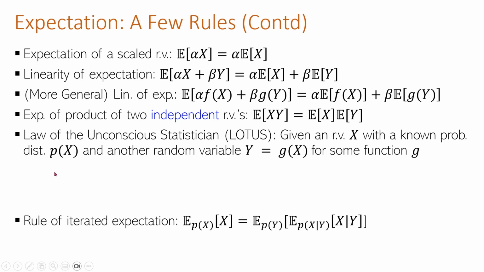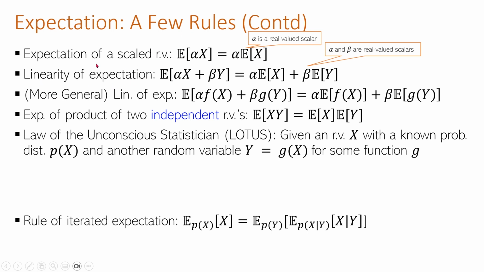So next, a few more rules of expectation. First one, the expectation of a scaled random variable. If you want E of alpha times x, it will become alpha times E of x. So you have a random variable, it got scaled up, then it's pretty easy to calculate. Alpha is any real valued scalar. Okay, you can calculate the expectation of a scaled random variable very easily.